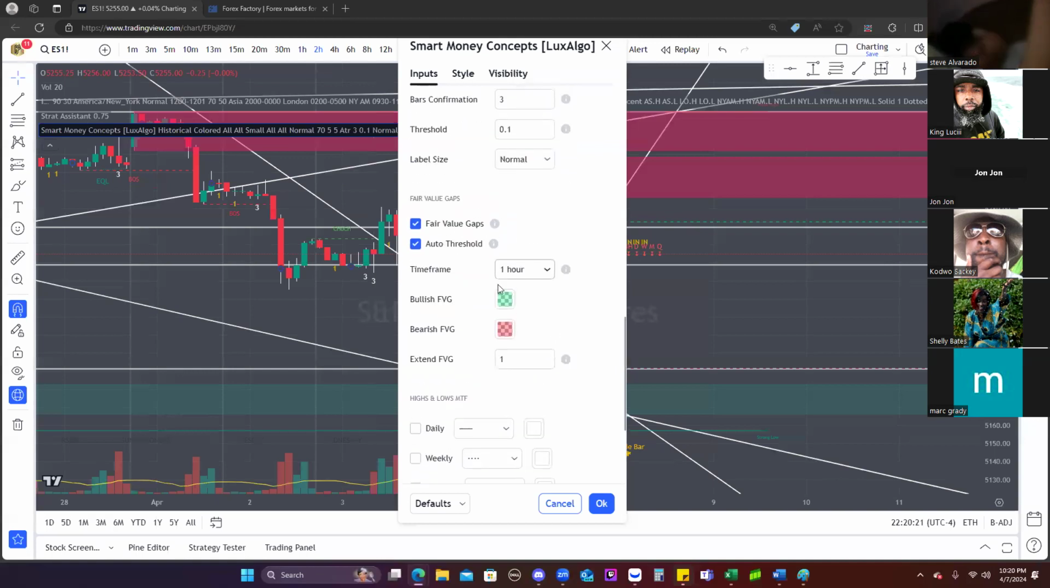So here with Smart Money Concepts, we have fair value gaps. Another good indicator for fair value gaps.